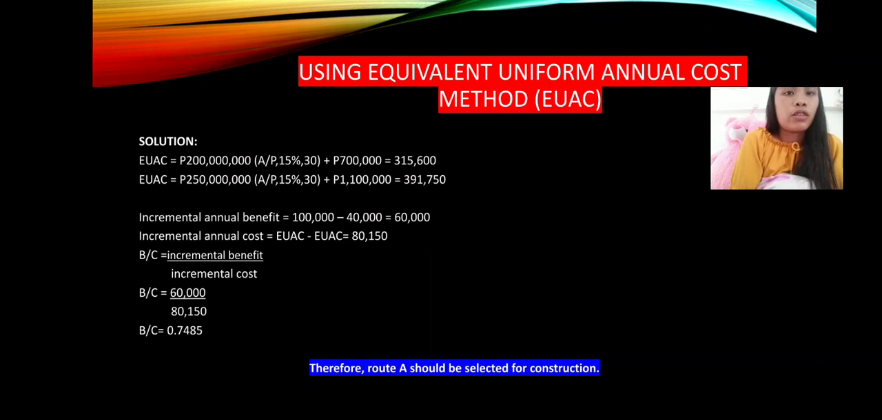Incremental annual benefit is equals to 60,000. Yung cost is 80,150. So, 60,000 divided by 80,150 is equals to 0.7485. Therefore, Route A should be selected for construction kasi siya yung mas last.